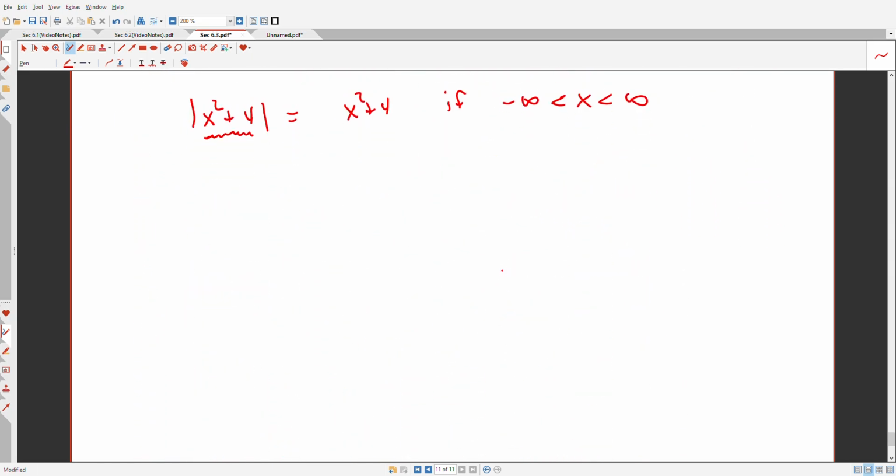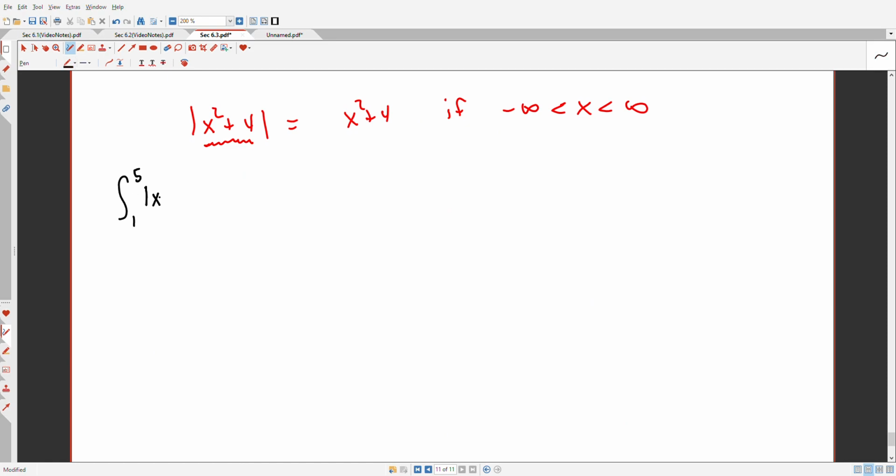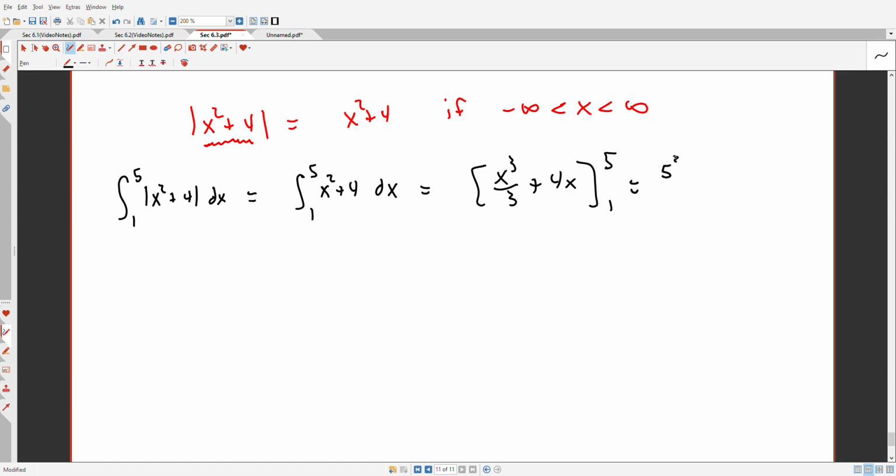So this was sort of a fake out question. We're going from 1 to 5 of x squared plus 4 in absolute values, and if we think hard about that function, we say, wait, you didn't even need those absolute values, so we're just integrating x squared plus 4 dx, and so this would just be x cubed over 3 plus 4x from 1 to 5. So that would be 5 cubed over 3 plus 20 minus 1/3 plus 4, whatever that works out to be. So I think there was a typo on there.